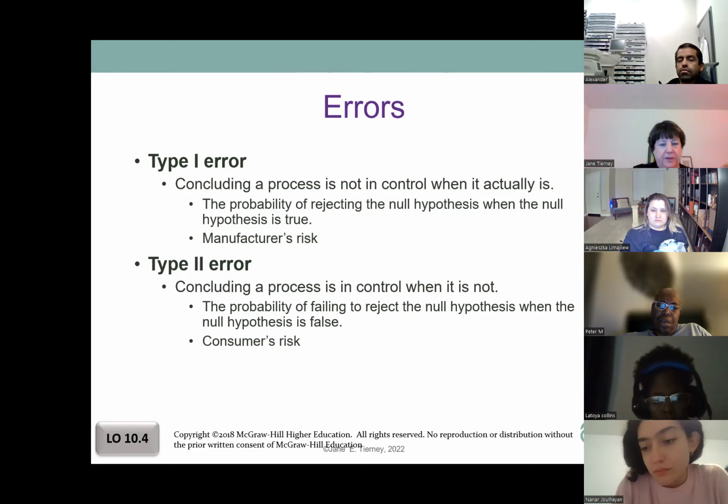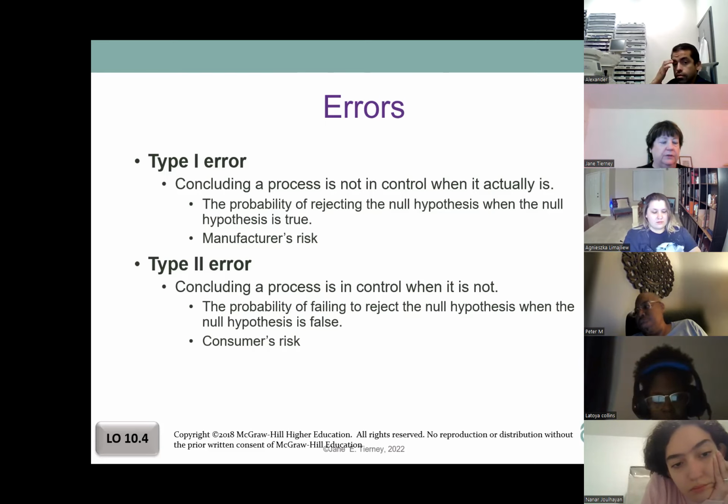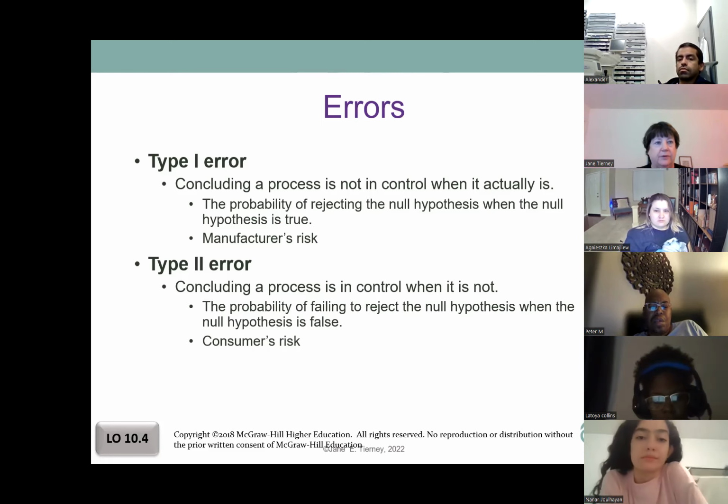So if the manufacturer, the supplier, says, oh, my process, I determined when I looked at it, I did my calculations, now I say my process isn't in control, then I'm shutting down, I'm spending time, money, I'm not producing, I'm not getting my customer orders filled. So that's my risk because I shut that down for that reason.